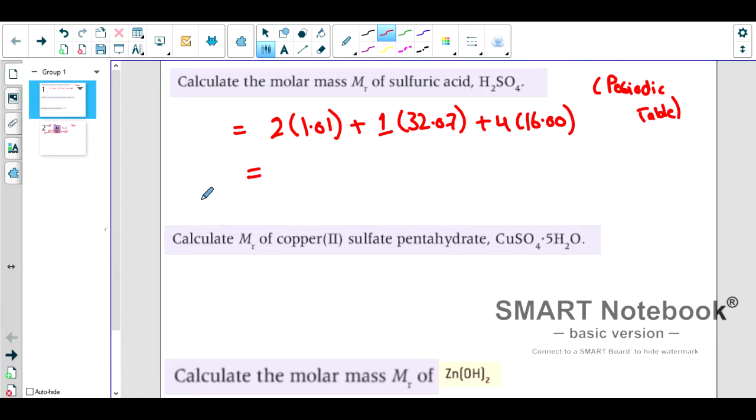You will solve it and you will get around 98.09, and the unit is very important: grams per mole. This unit tells me that in 1 mole we have 98.09 grams of sulfuric acid. You can solve all the questions in this format, the formulas, with this method. If you have any other formula like HCl or HNO3, you just use the periodic table and you can solve them.